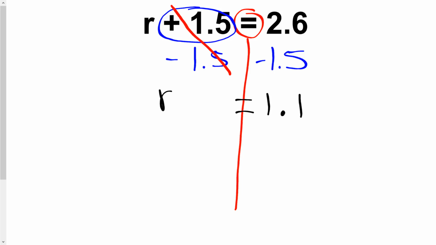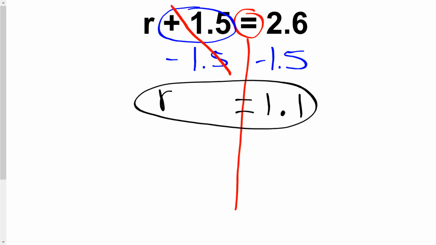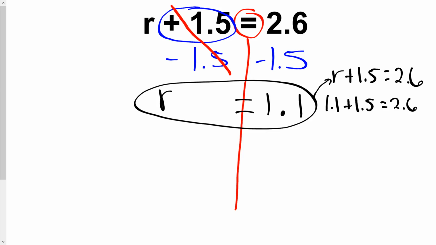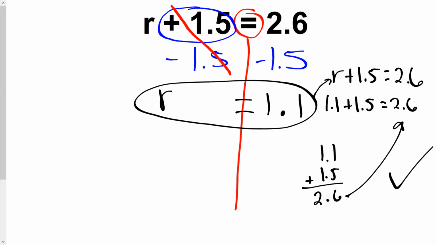So let's see if that actually works. R equals 1.1. Substitute that into my equation. R plus 1.5 equals 2.6. And we're substituting in 1.1 for R. Well, let's see here. 1.1 plus 1.5 is 2.6. Look at that. It worked out. So my solution is r equals 1.1.